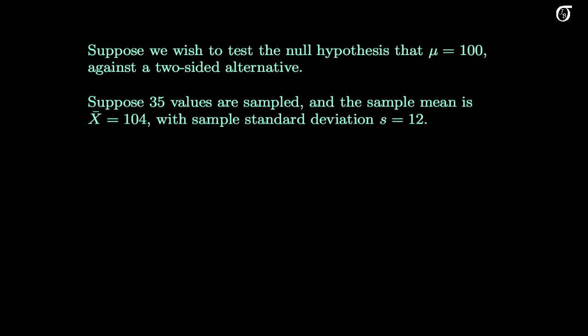Now suppose we want to test the null hypothesis that our population mean is equal to 100 against a two-sided alternative, and we get 35 values from our sample, and the sample mean is found to be 104 with the sample standard deviation of 12. Well, I could just run off and do my test here, but we shouldn't just run off and crank some numbers without plotting the data. We want to plot our data first and have a look, because we can possibly see all sorts of weird things in our data.